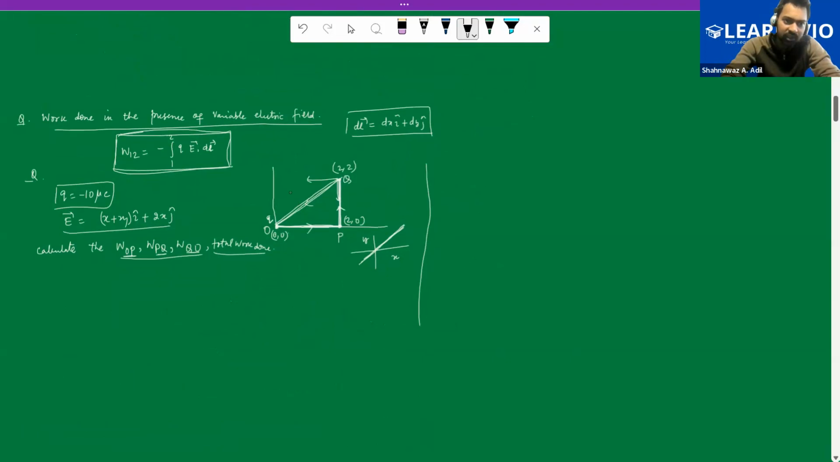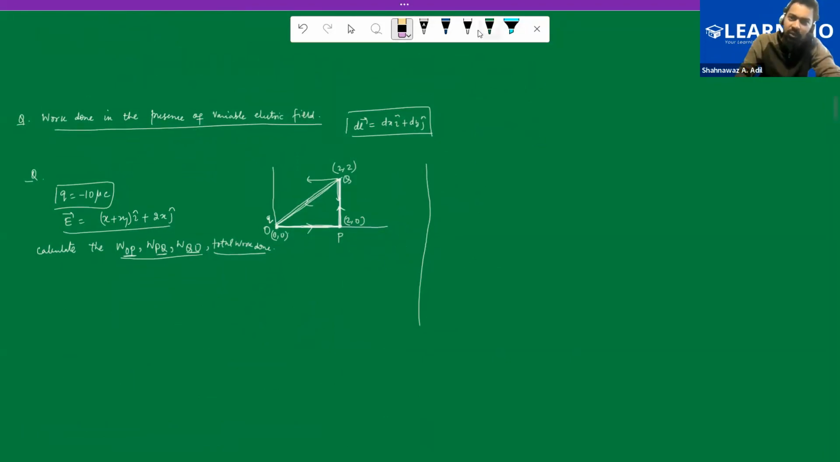Now let us do different kinds of questions using this thing. So we have this question. Let me erase this. We have 3 points, O, P, and Q, and we are bringing this charge from O to P, then P to Q, and then Q to A. And this is how the electric field is varying.